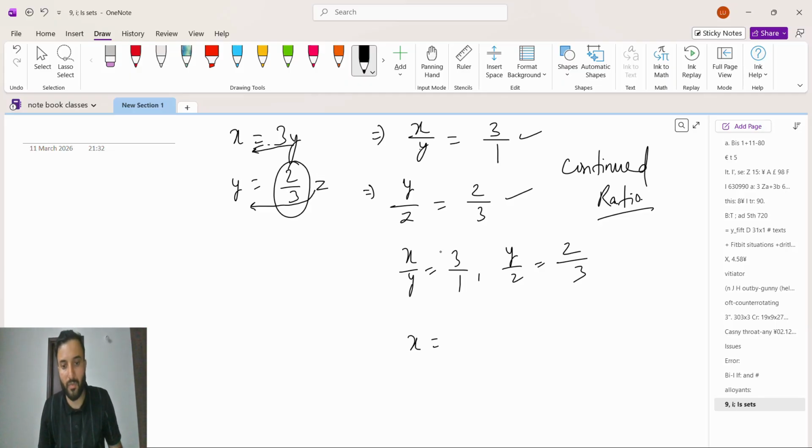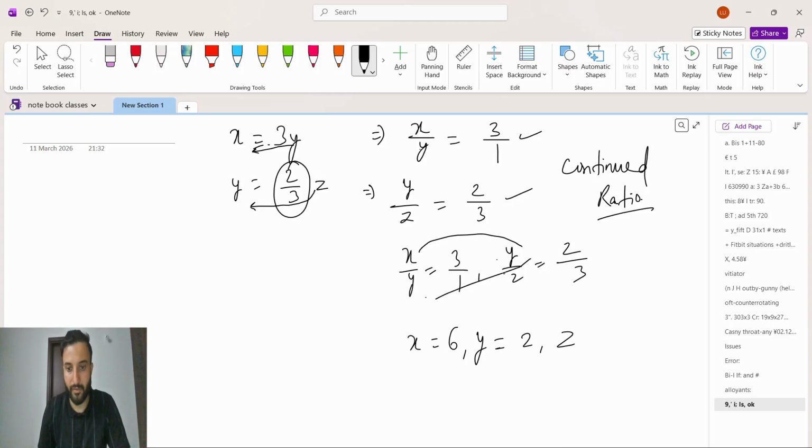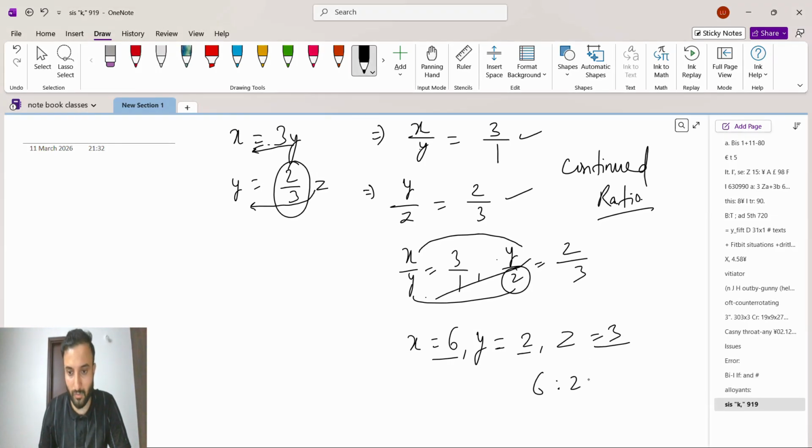X will multiply with 2, 3 into 2 is 6. Y is here and then Y is here, so Y will multiply with Y, 1 into 2, 2. What is Z? Z is here, so from Y to Z, 1 into 3 is 3. So the answer is 6 is to 2 is to 3, that is X is to Y is to Z. Done.